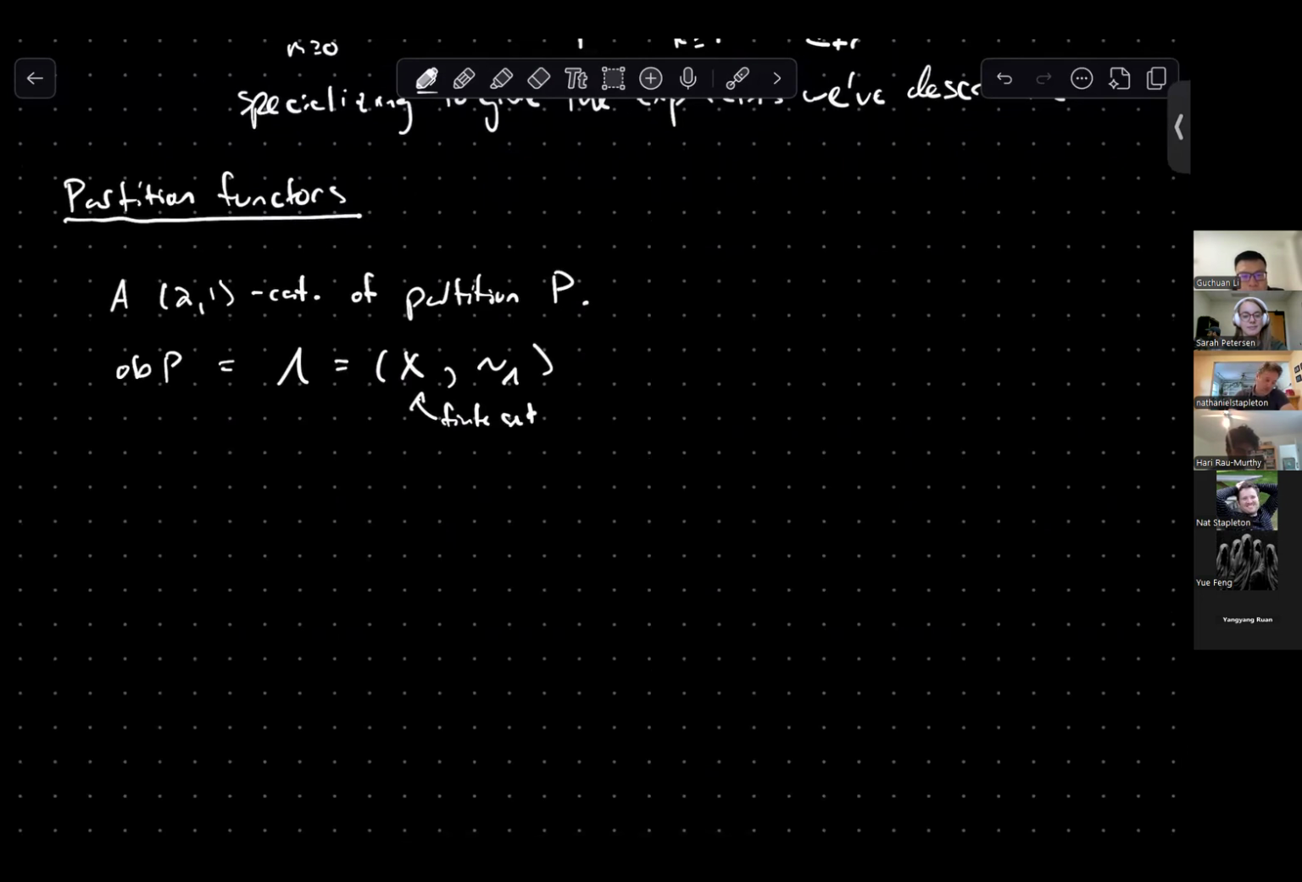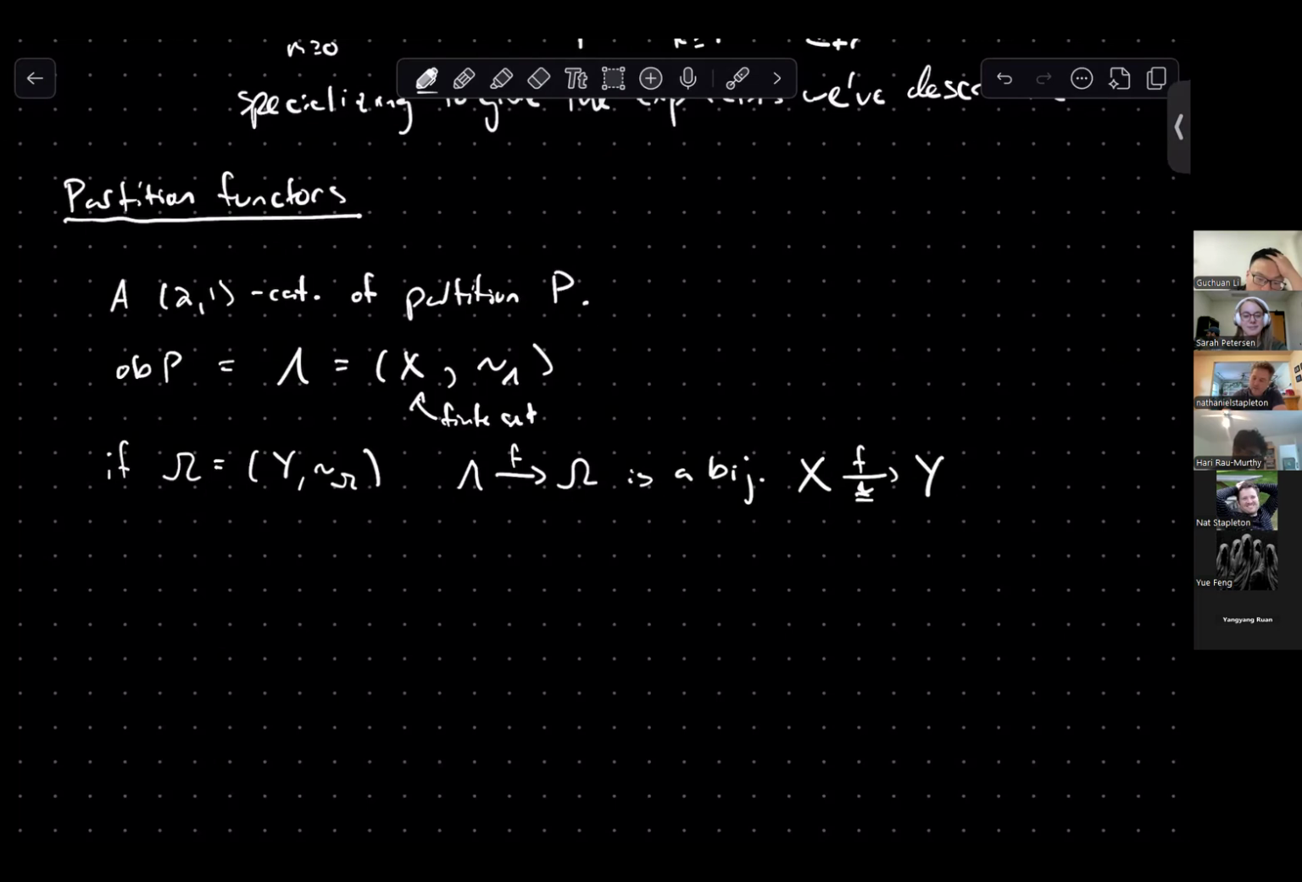And a morphism between two such things. If I have some other one, omega, which has the equivalence relation twiddle omega on the finite set y, then a map in this category from lambda to omega is a bijection f from x to y that respects the equivalence relation. So if x is lambda related to x prime, then f of x is omega related to f of x prime.